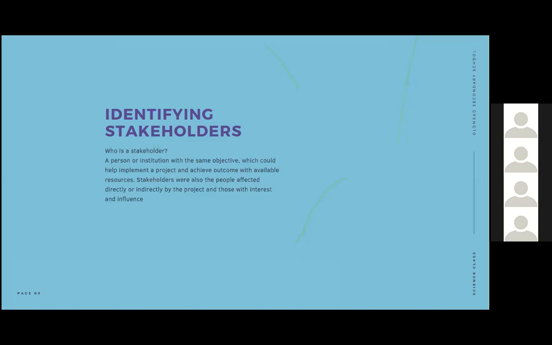So very, very important, we should really be able to understand your stakeholders, and your stakeholders are inclusive. It's important for you to understand your stakeholders, and let's define who a stakeholder is. A stakeholder is a person or institution that has the same objective, which could help you implement a project or achieve an outcome with available resources. Stakeholders are also people affected directly or indirectly by the project, and those with interests which you're trying to influence.